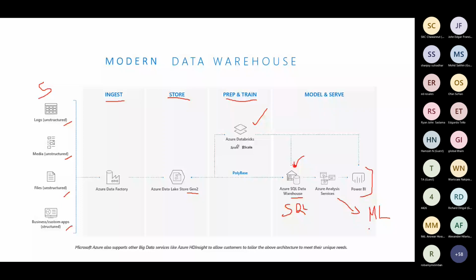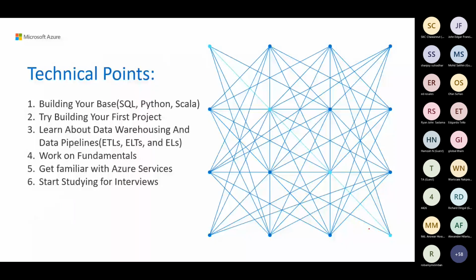So if you are planning to start, what are the base points, what are the technical points you should focus on? The first thing is, if you are completely new on the data side, then you need to understand what is data, what is big data, and what are the different components and services available. So you can start with SQL, where you focus on building your base. You can start with SQL, Python, R, Scala, any language you are comfortable with, but I would recommend that you go with SQL. That will be your base. Then after that, any coding language like Python or Scala.